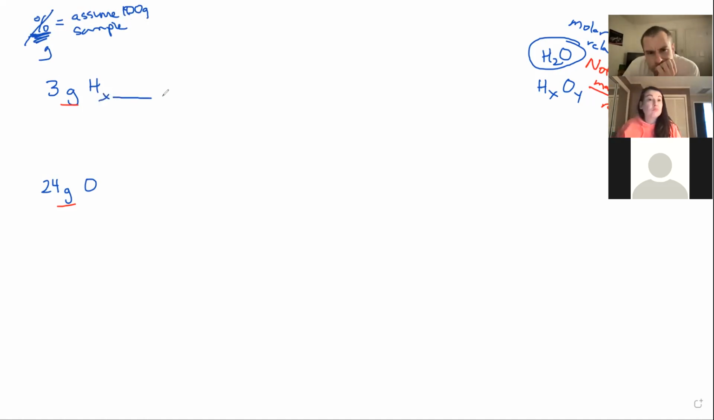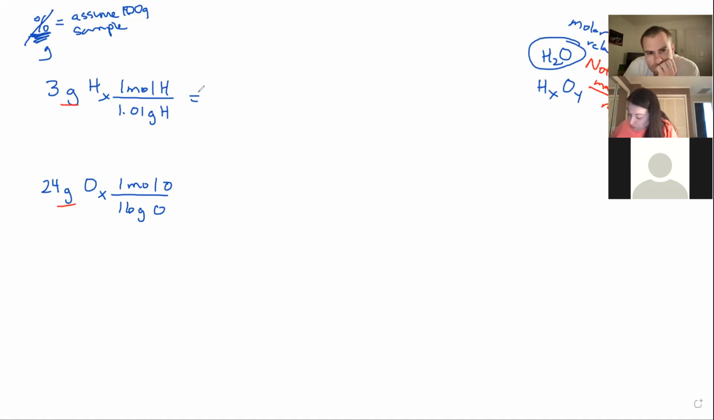How do you do that? You use the molar mass. So 1 mole of hydrogen is equivalent to 1.01 grams of hydrogen, right? That's the molar mass. For oxygen, I need to use the molar mass for oxygen. So for every 1 mole of oxygen, it's approximately 16 grams of oxygen. And now we can figure out our mole value.